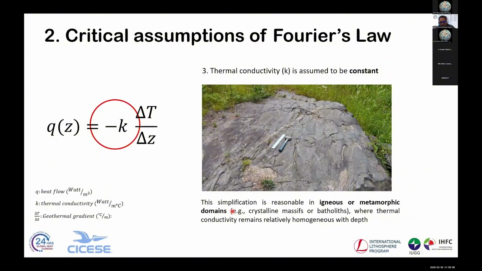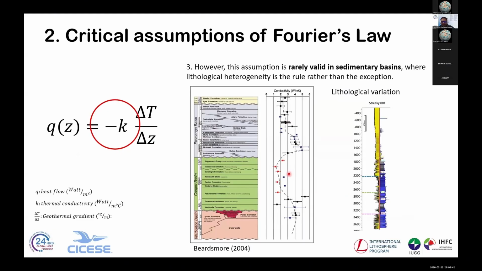The third one, and I will focus especially on this assumption in the rest of my presentation, is that thermal conductivity is constant. Maybe that simplification is reasonable in certain areas like crystalline massifs or batholiths, where most rocks are igneous or metamorphic rocks. That's not warranted in sedimentary basins.